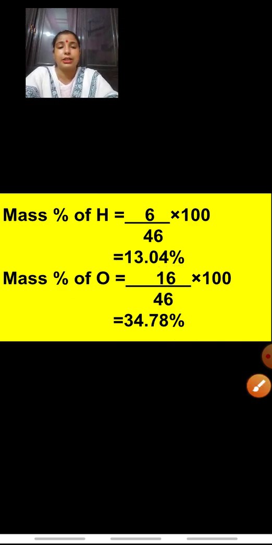Now, we are starting with the next topic, that is empirical and molecular formulas. What are actually the empirical formula and what are molecular formula? Molecular formula you all already know. Molecular formula is like the molecular formula for water molecule is H2O.